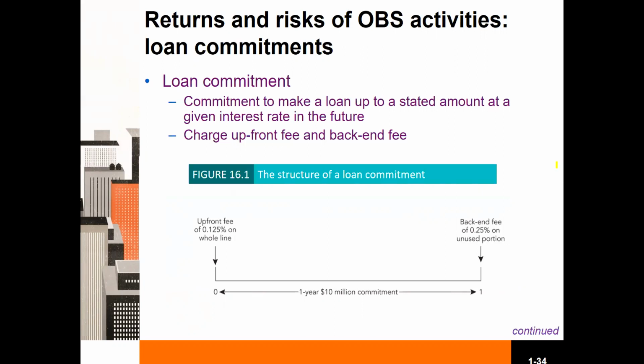For example, although the commitment size was $10 million, let's say the borrower withdraws $8 million. So the unused balance is $2 million. The back-end fee is 0.25%, so the bank will charge 0.25% on $2 million, which will be $5,000. So the bank charges an upfront fee on the whole commitment size, a back-end fee on the unused portion, and the regular interest rate on the amount borrowed.